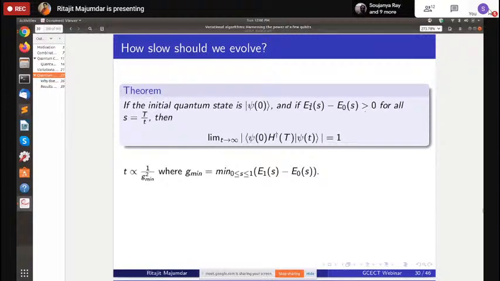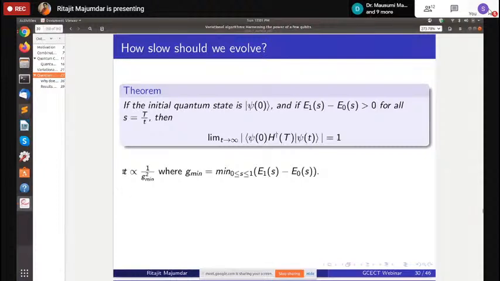But if you can guarantee this condition, then as you take this time to infinity, the initial state will settle in the ground state of our problem Hamiltonian. So this mathematical term basically states that the overlap of the initial state after the evolution and our required state is 1. That means they become the same. But that is not the problem.